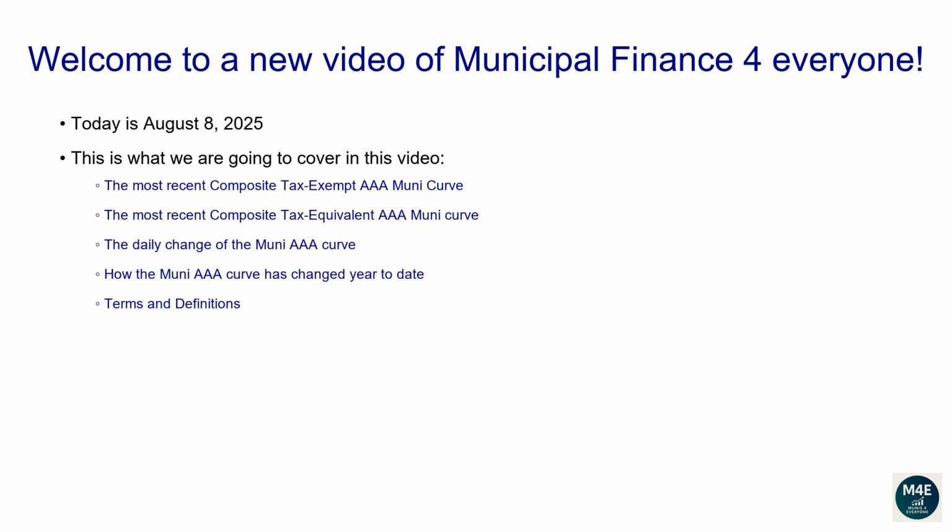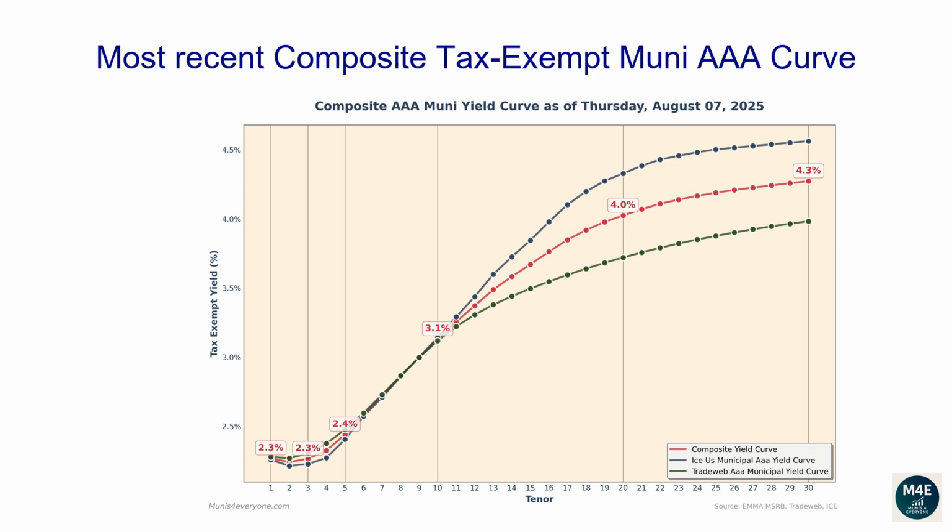Today is August 8th, 2025. This is what we are going to cover in this video. The most recent composite tax-exempt AAA Muni Curve. The most recent composite tax-equivalent AAA Muni Curve. The daily change of the Muni AAA Curve. How the Muni AAA Curve has changed year-to-date. Terms and definitions. Let's go over the most recent composite tax-exempt Muni AAA curve.